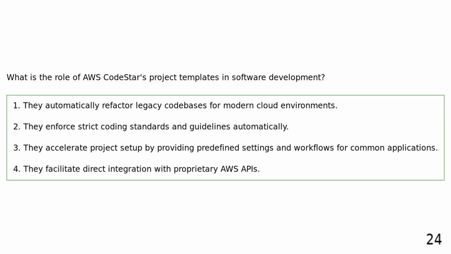What is the role of AWS CodeStar's project templates in software development? They automatically refactor legacy code bases for modern cloud environments. They enforce strict coding standards and guidelines automatically. They accelerate project setup by providing predefined settings and workflows for common applications. They facilitate direct integration with proprietary AWS APIs.